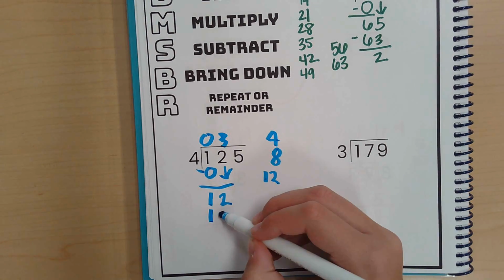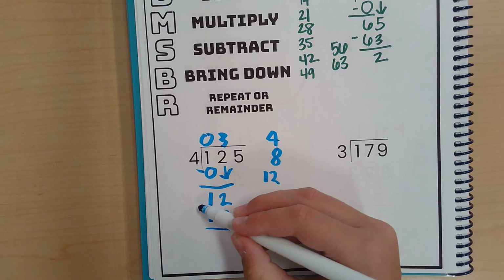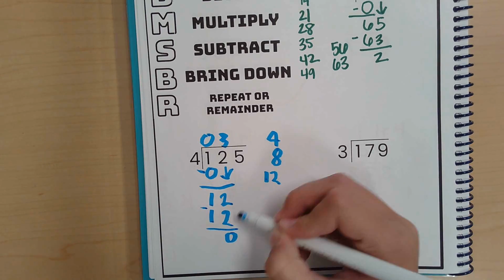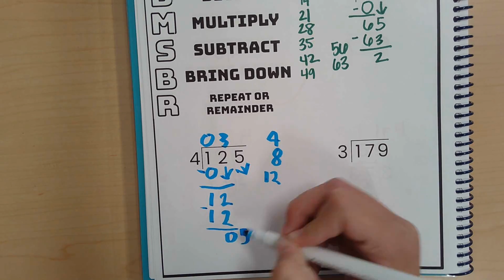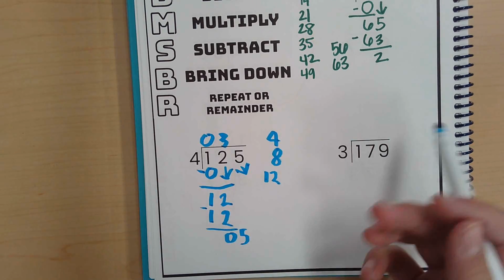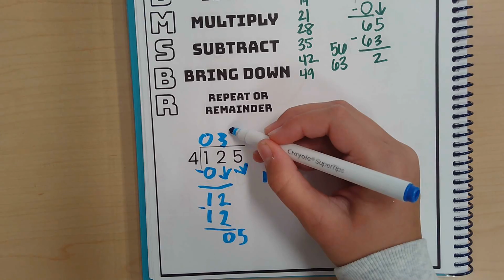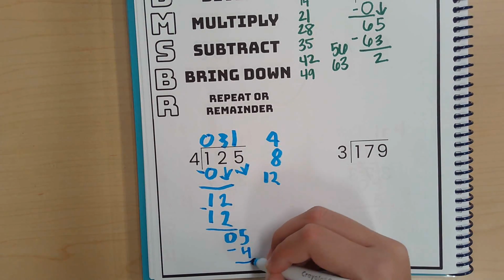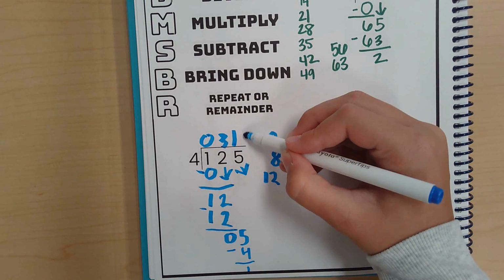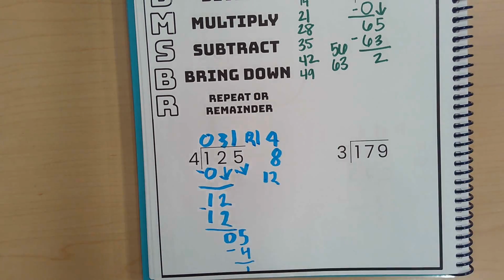So now we're going to do 12 minus 12, which equals 0. Now we're going to bring down our 5. And how many times can 5 fit into 4? That would be 1 time. But since you still have 1, you wouldn't repeat it, so it would be a remainder of 1.